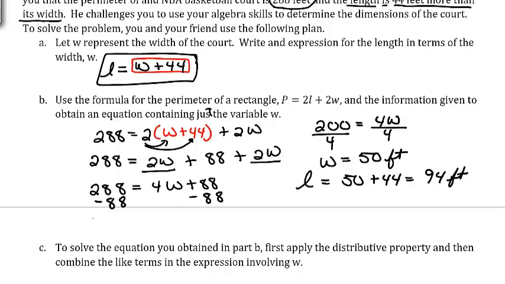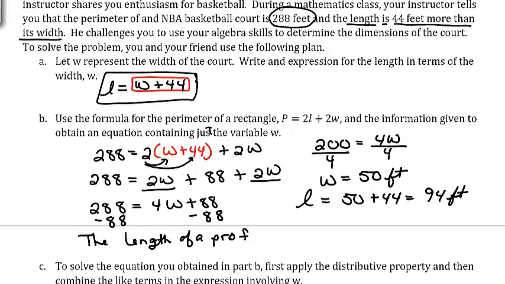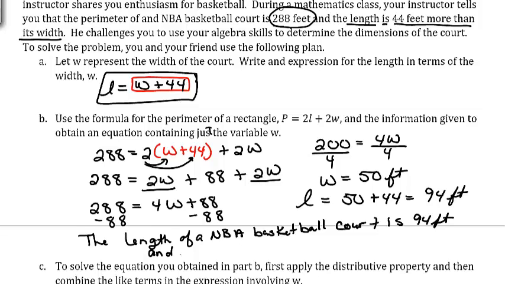So answering this with a complete sentence, the length of an NBA professional basketball court is 94 feet, and the width is 50 feet.